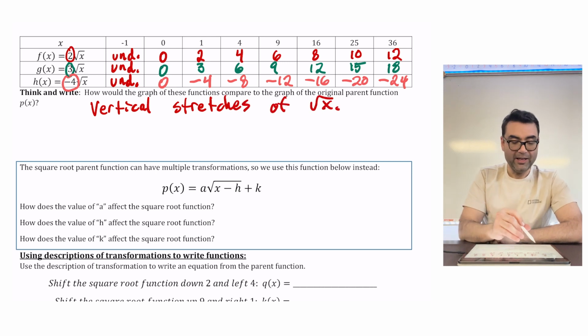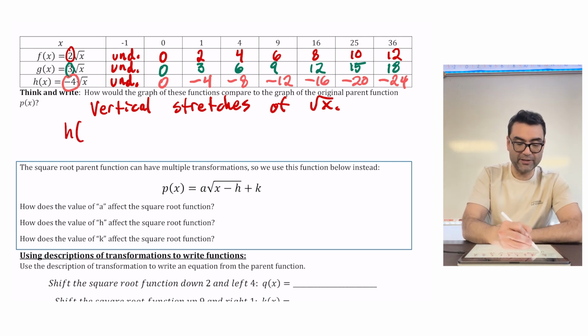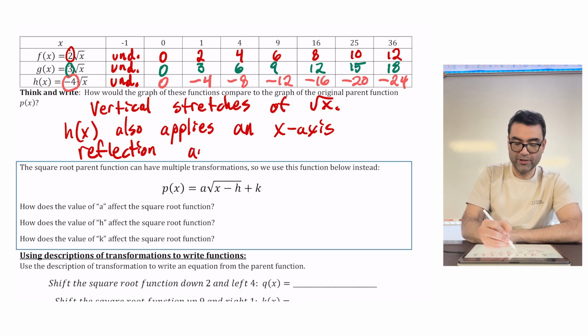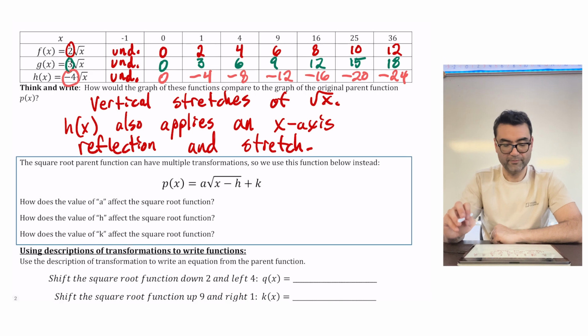But something to add is because h of x has a negative factor that we're multiplying by, this would also apply an x-axis reflection before we start stretching the function. So I would also add h of x also applies an x-axis reflection and stretch. And again, I would leave it for you to graph it or to look at a graphing utility to illustrate what this table is trying to show you.